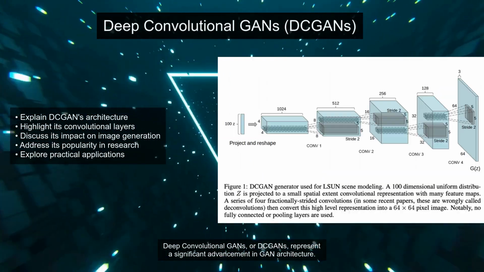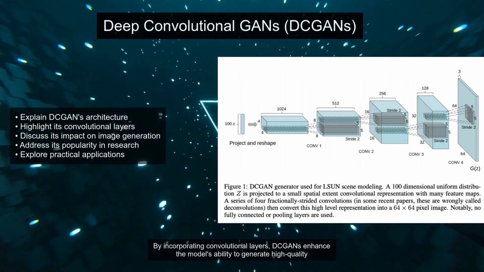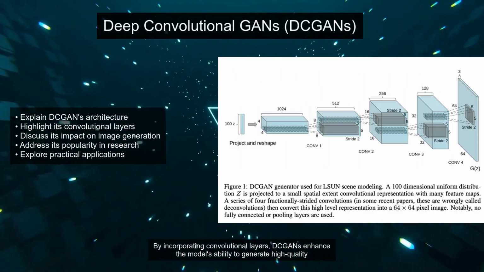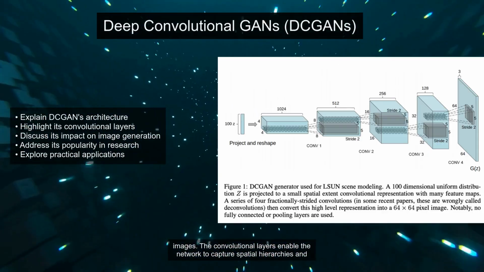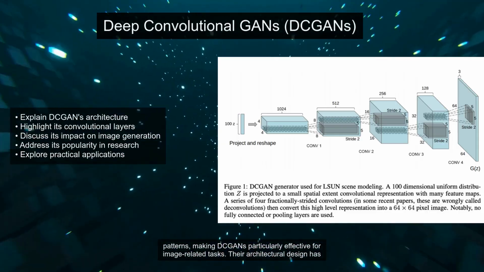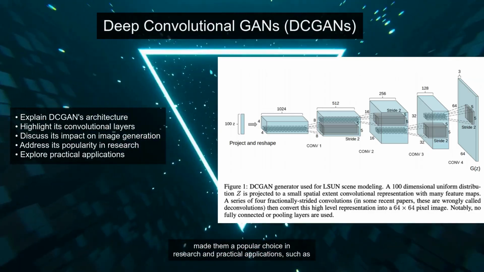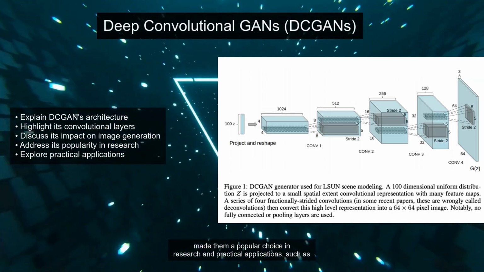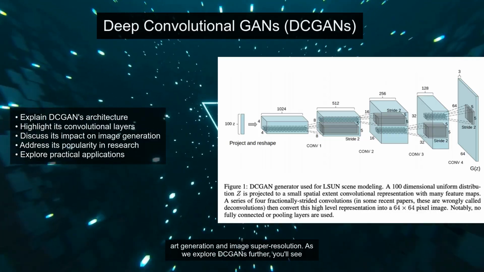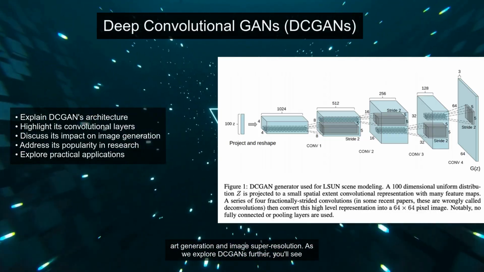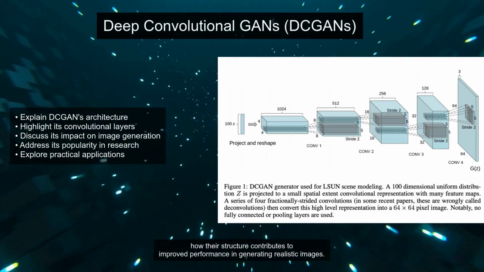Deep Convolutional GANs, or DCGANs, represent a significant advancement in GAN architecture. By incorporating convolutional layers, DCGANs enhance the model's ability to generate high-quality images. The convolutional layers enable the network to capture spatial hierarchies and patterns, making DCGANs particularly effective for image-related tasks. Their architectural design has made them a popular choice in research and practical applications, such as art generation and image super-resolution. As we explore DCGANs further, you'll see how their structure contributes to improved performance in generating realistic images.